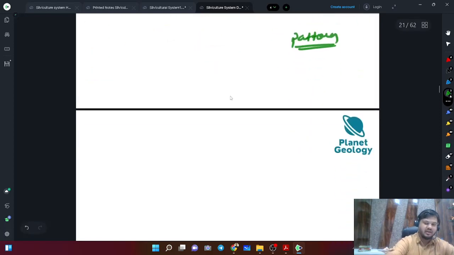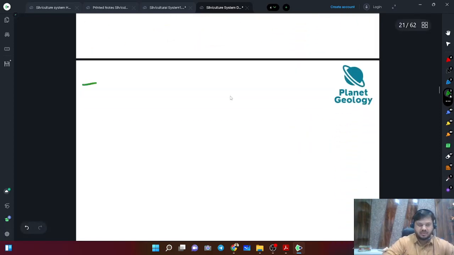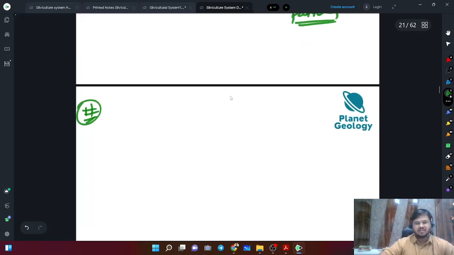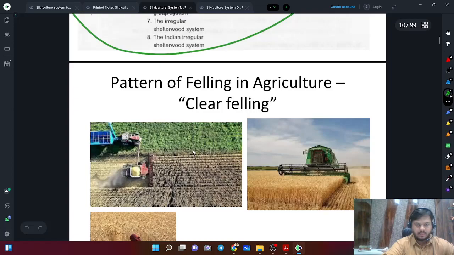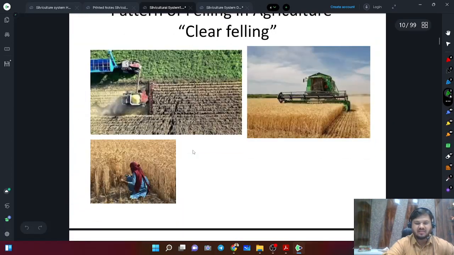So this was the scene in Germany. They asked how to do it, how to harvest trees. So they basically just copied what was happening in agriculture. How do we harvest the crop in agriculture?